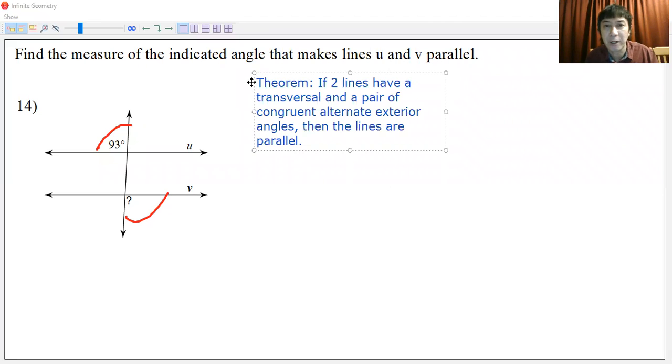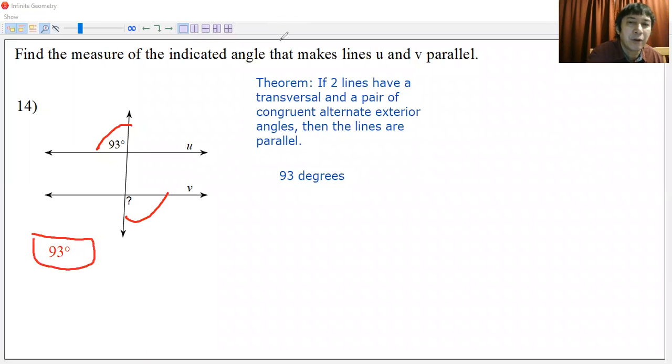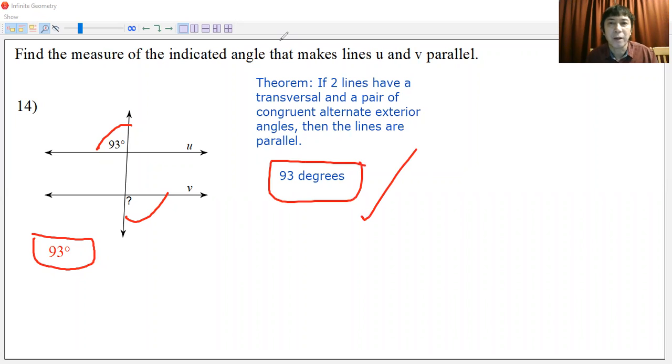That should be 93 there. So the value of the angle will be 93 degrees. We can verify that. You can see the portion below the diagram. That's the right answer. Number 15. Let's continue with number 15. Let's clear the screen.